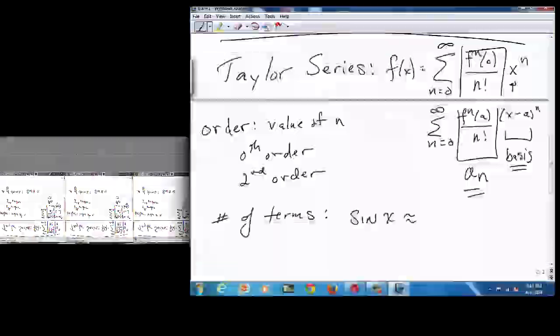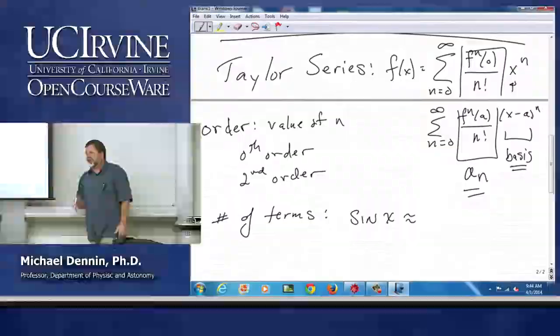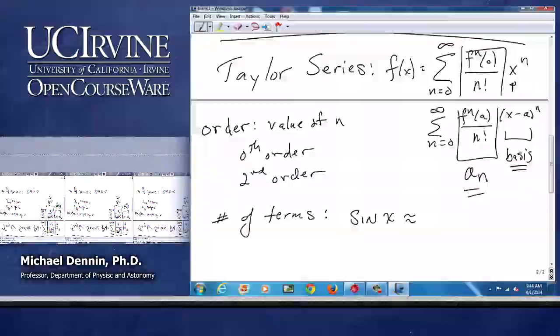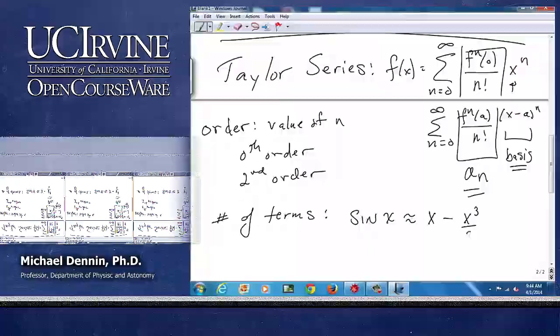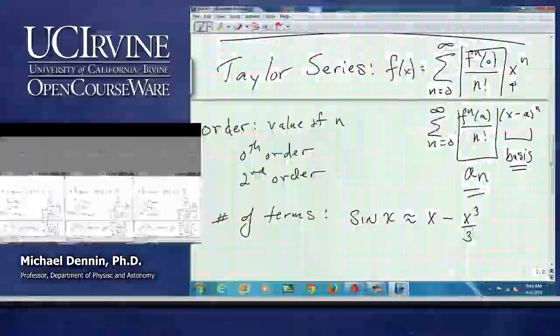So if I look at sine of x, what are the first 2 terms in the expansion of sine of x about a equals 0? If you're doing a Taylor series of sine of x, your first 2 terms are, you should know this. Well, it's x. Oh, sorry. x minus x cubed over 3, I'm sorry, 6. Yeah, 3 factorial.